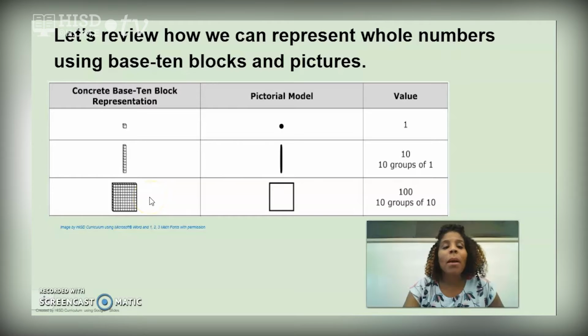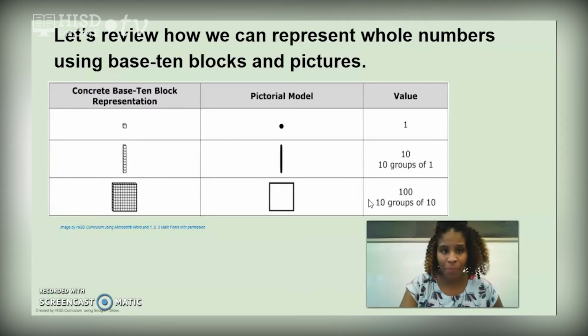Now, our concrete base 10 block representation is a flat. This flat, when we draw it out pictorially, is just going to be a square. The value of that is 100. It is 10 groups of 10.